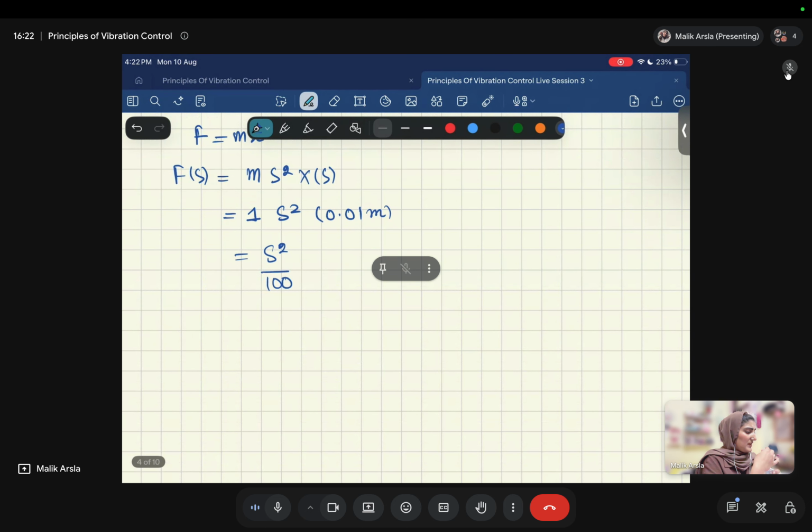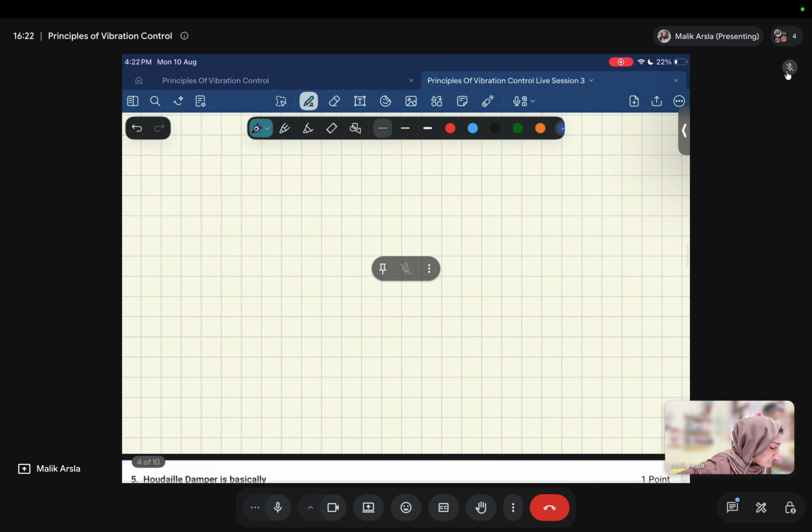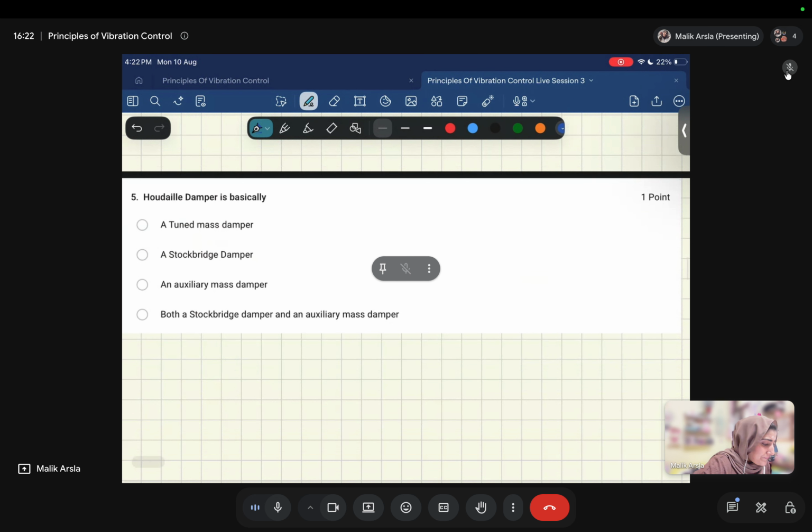I hope this is clear. This was a very straightforward question, just formula based. Now moving to the next question.